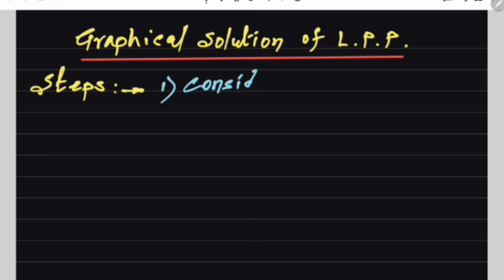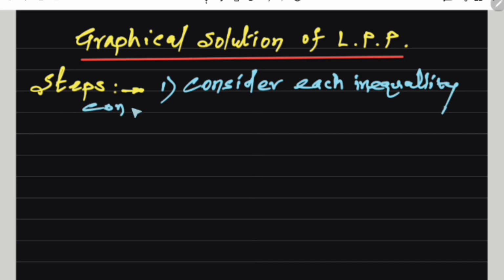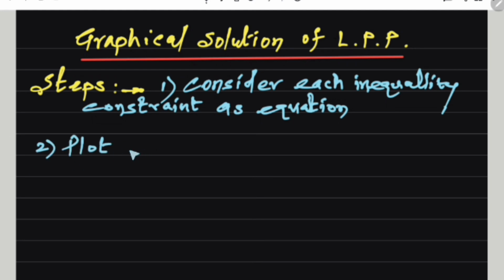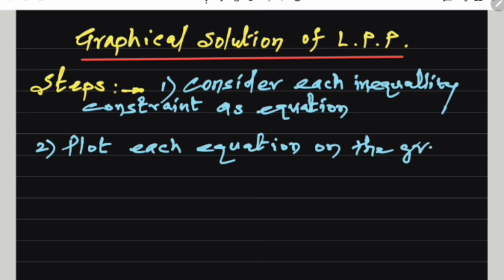Step number 1, consider each inequality as equation. This is the first step. We have to consider each inequality, whether it is less than or equal to or greater than or equal to type, as an equation. Second step, plot each equation on the graph. Therefore, we have to use graph paper to plot that equation or lines.